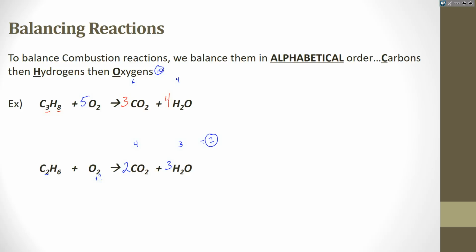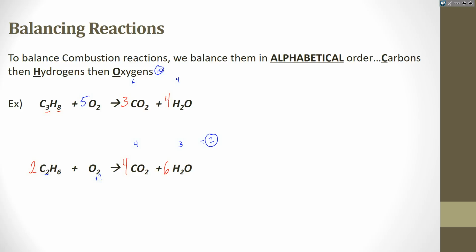So what I've got to do is double everything, because we don't want decimals or fractions in our balanced equations. We want whole numbers. So I'm going to go back and double everything. I'm going to put a 2 here. The 1 in front of this becomes a 2. This 2 in front of carbon dioxide, I'm going to change to a 4. And this 3 in front of water becomes a 6.